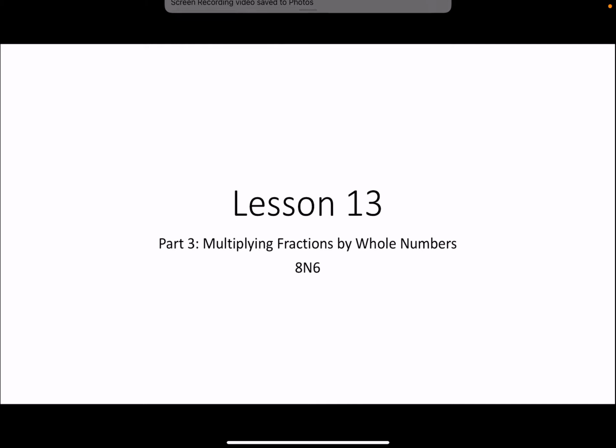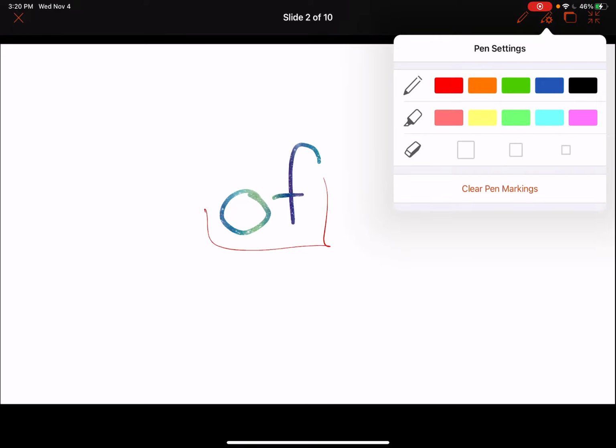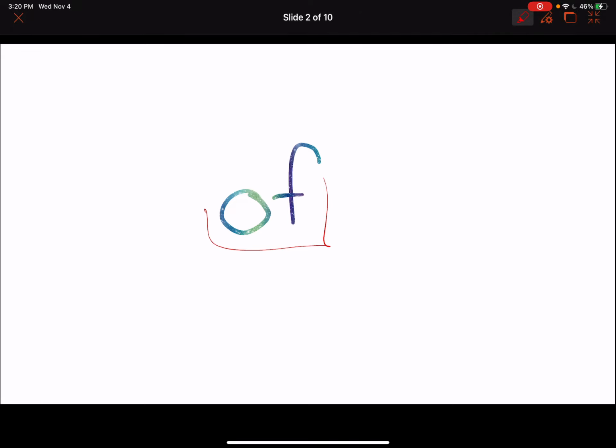3. Multiplying fractions by whole numbers. So if I'm looking at this word "of" and I'm thinking of a word problem, one of the things that is important to know is what words mean. In word problems, "of" is going to be multiply. So if I said I have 2 of 6, that would mean 2 times 6.